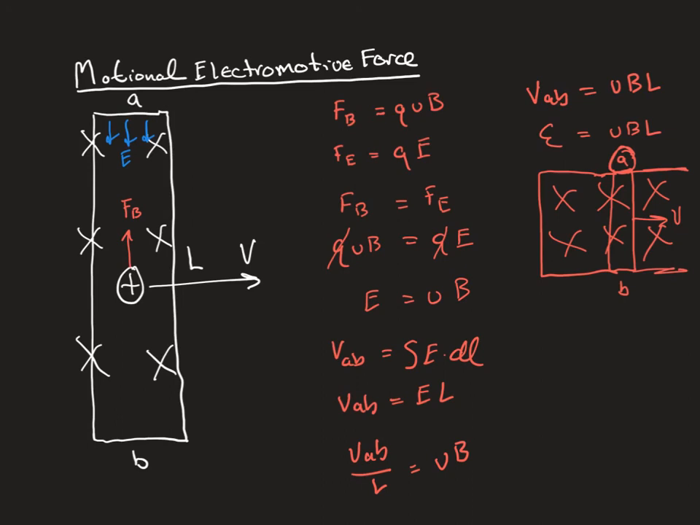Now, if V and B aren't actually 90 degrees from each other, there is another method of calculating the induced EMF that still does have the cross product in it.